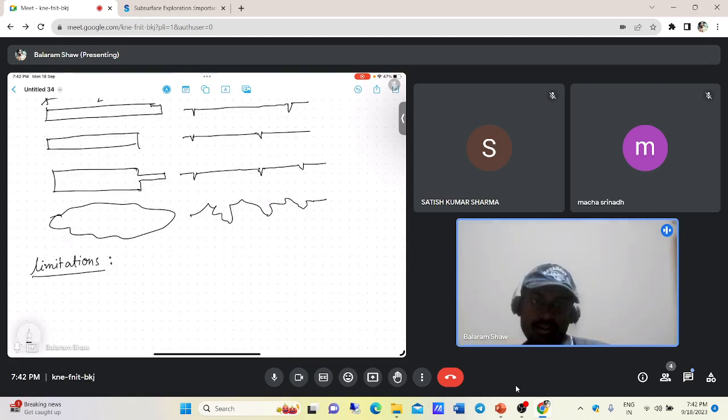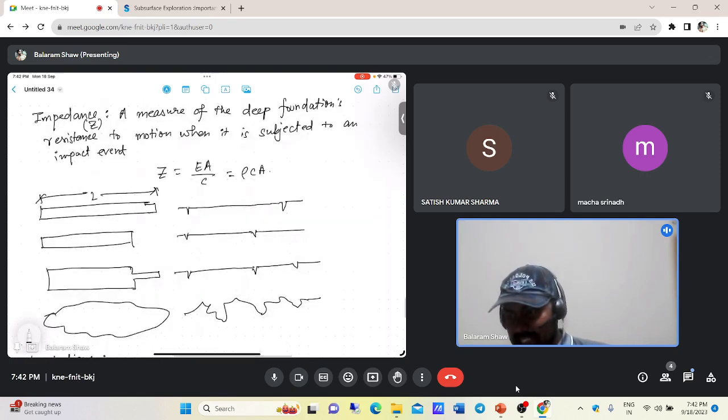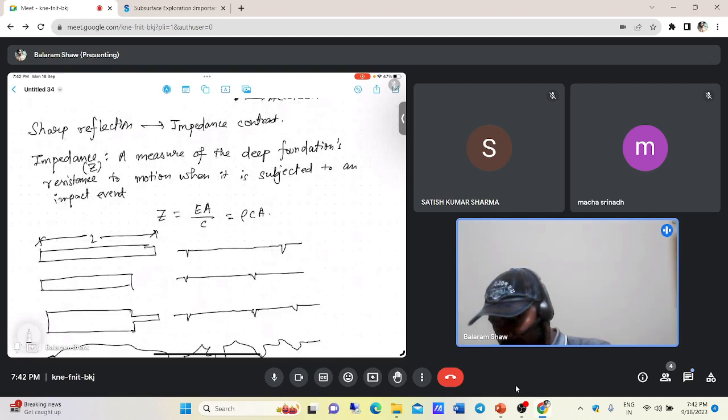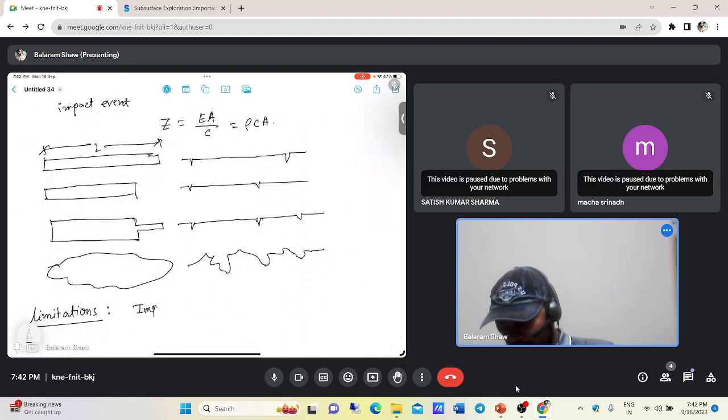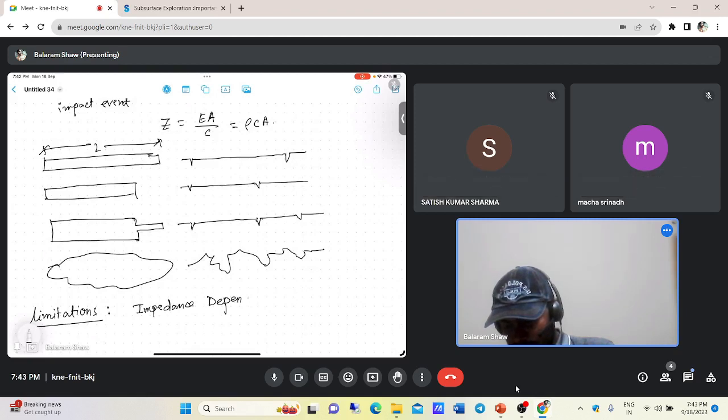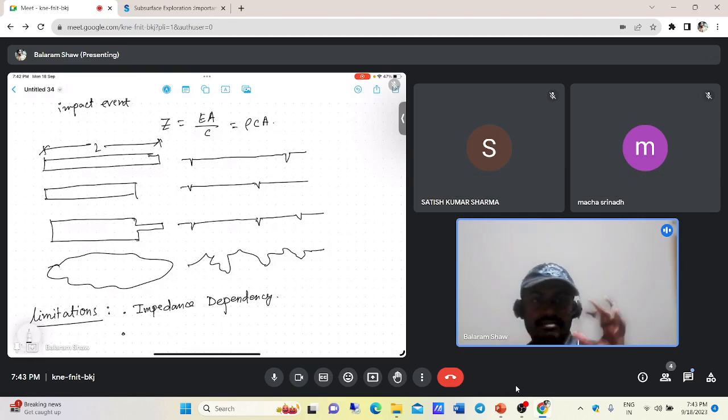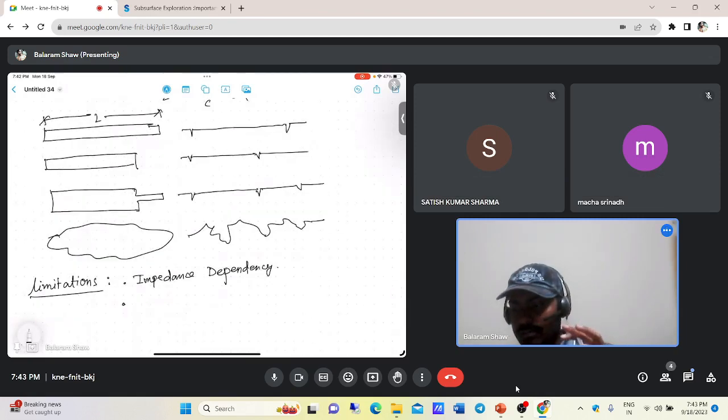The limitation of the pile integrity test is that this test, as I said, detects the defects based on the change in the impedance. So if there is a small change in impedance, the PIT will not be able to capture it accurately. So that is one of the limitations: impedance dependency. And again, in this we see the collective function of pile cross section and concrete quality.